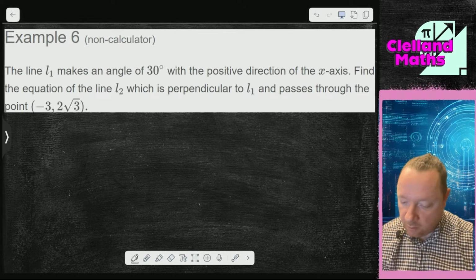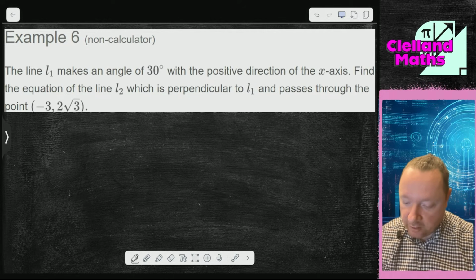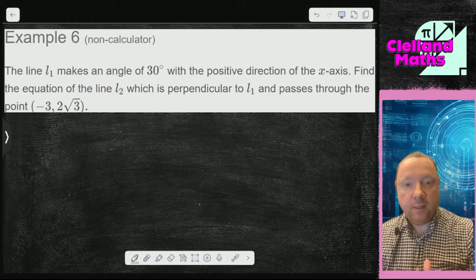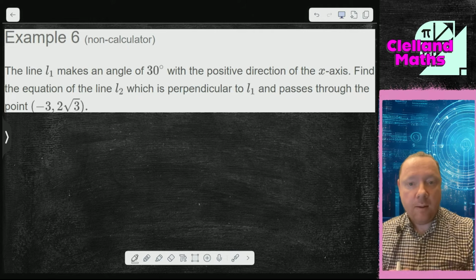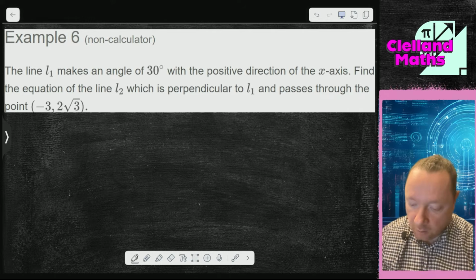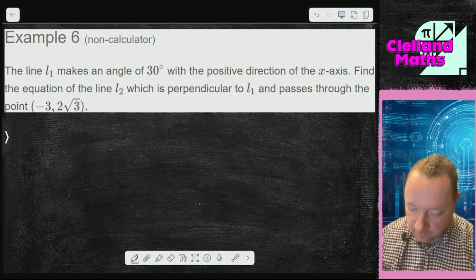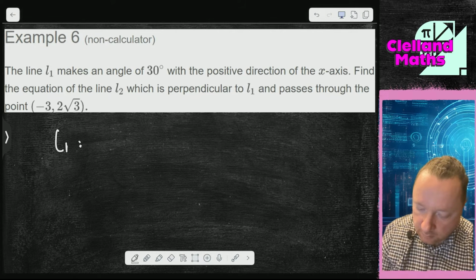Example 6. The line L1 makes an angle of 30 degrees with the positive direction of the x-axis. Find the equation of the line L2, which is perpendicular to L1, passing through the point minus 3, 2 root 3. So, perpendicular gradient means m1 times m2 equals minus 1. That's the main thing. But we've also got an angle. Gradient equals tan theta. So for L1, gradient equals tan 30.